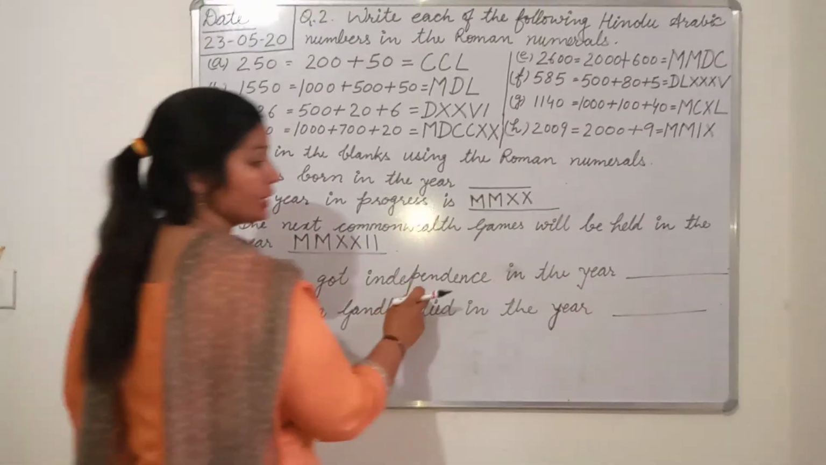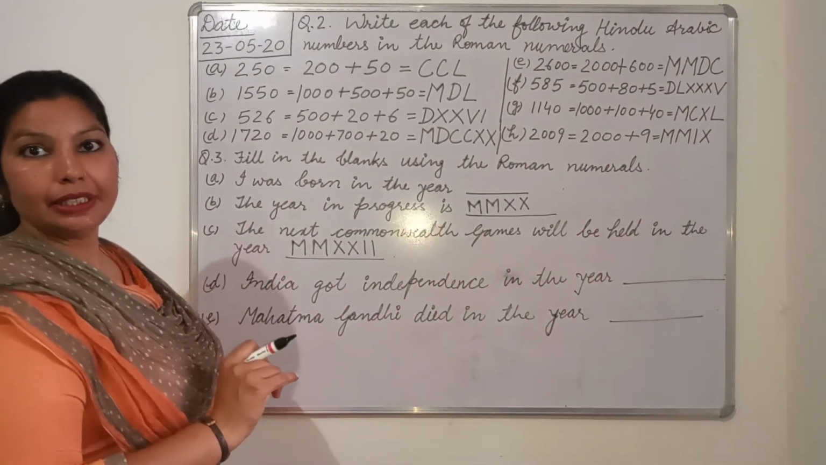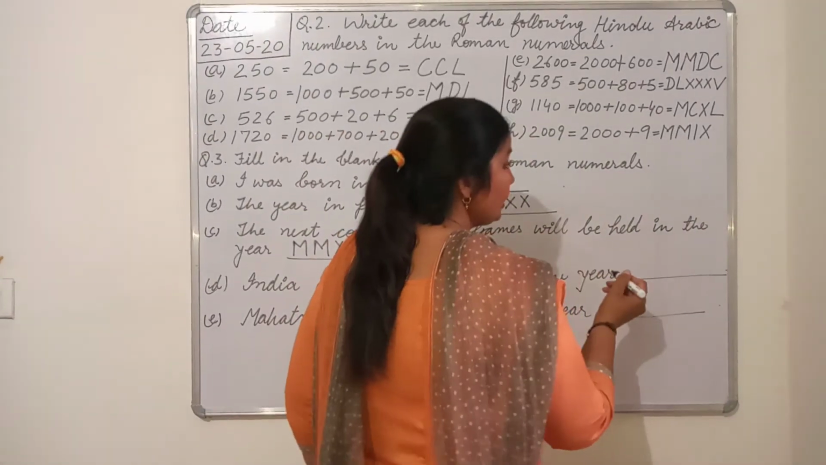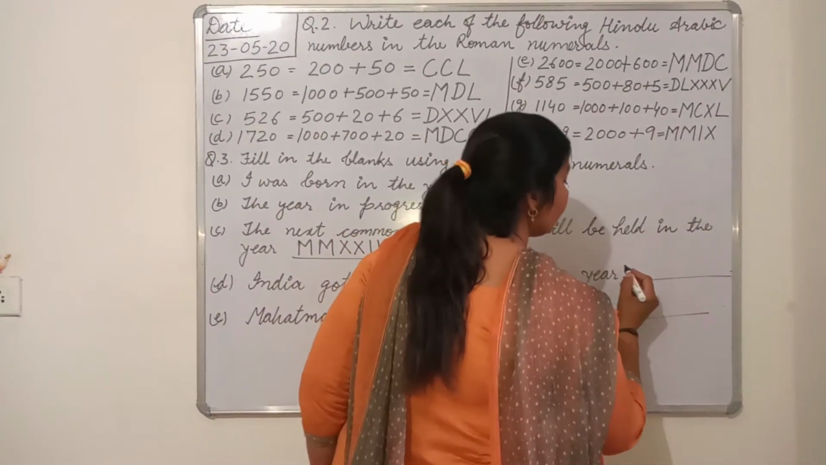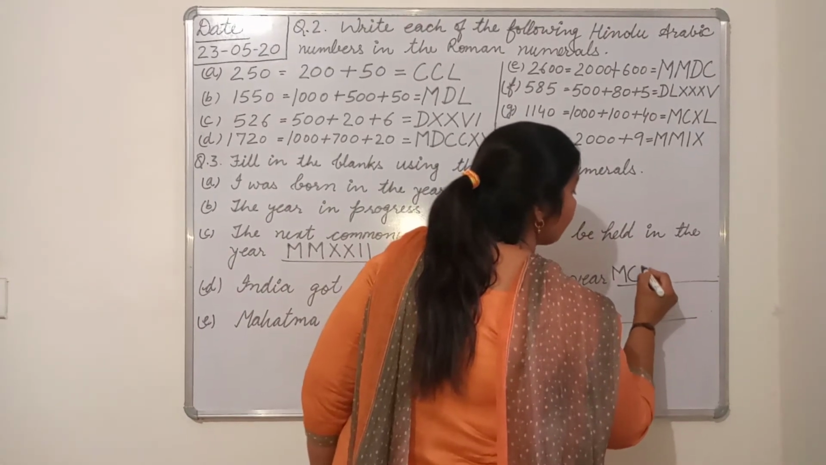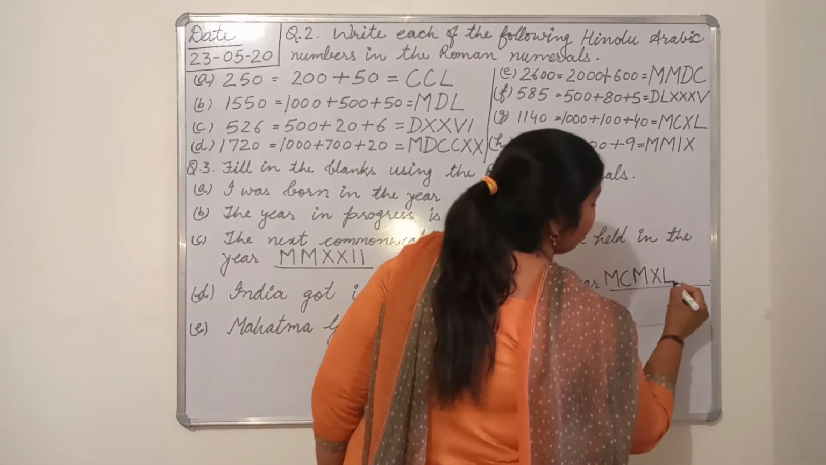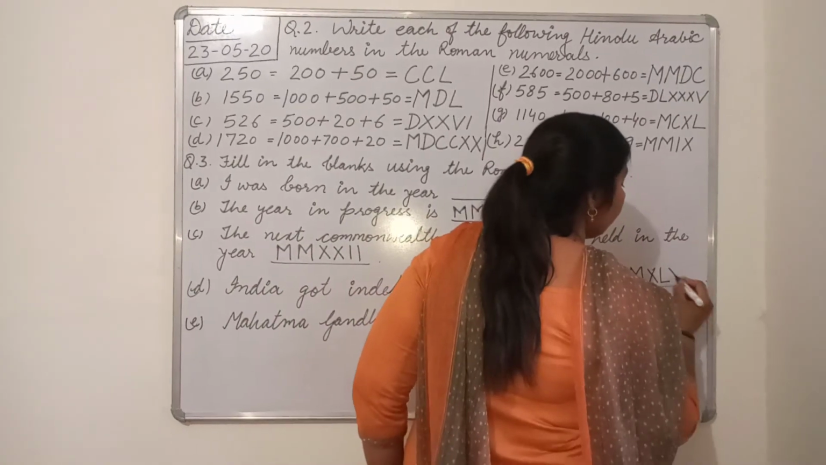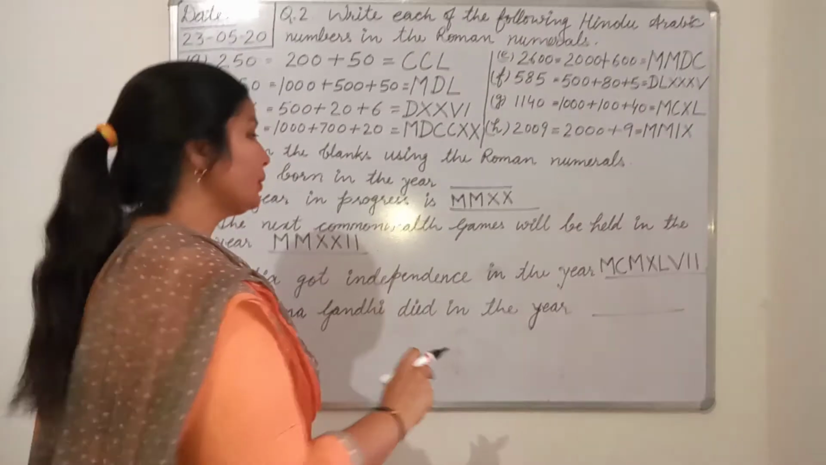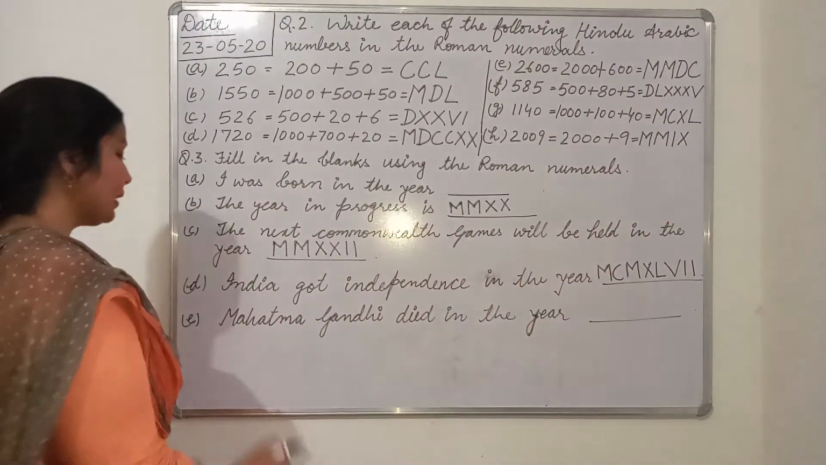Next, D part. India got independence in which year? In 1947. So how do we write 1947? 19, how do we write? 1900. So 1000 is M and 900 is CM. Now how do we write 40? XL. Then 7 is VII. So this is 1947.